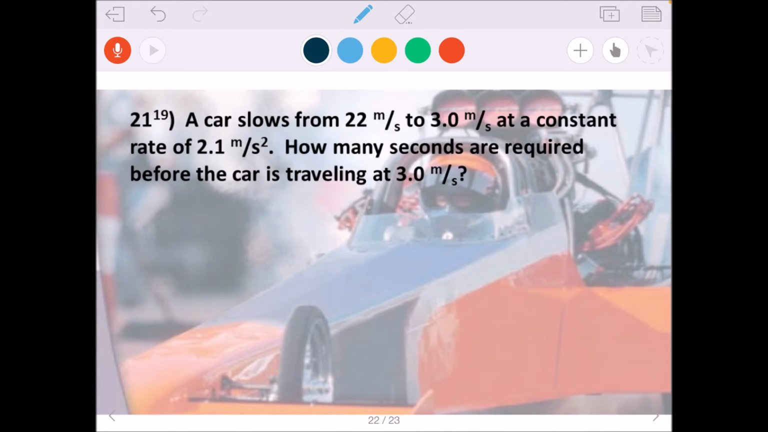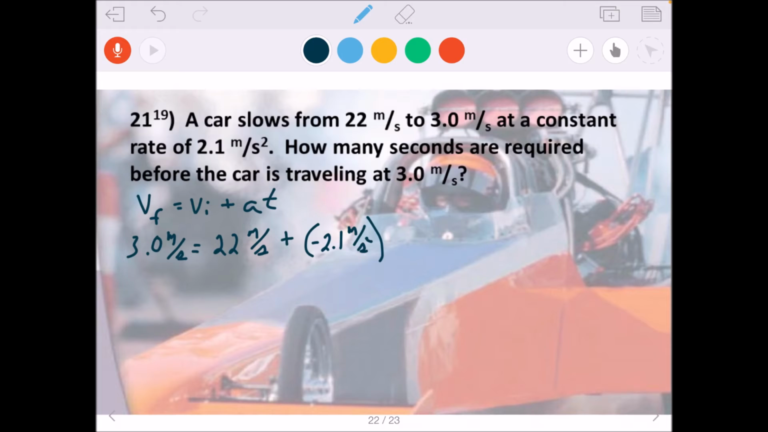And then number 21. A car slows from 22 meters per second to 3 meters per second at a constant rate of 2.1 meters per second squared. How many seconds are required before the car is traveling at the 3.0 meters per second? So once again, final velocity is equal to initial velocity plus acceleration times time. My final velocity I want to be 3.0 meters per second. My initial velocity is 22 meters per second. My acceleration is going to be a negative 2.1 meters per second squared.